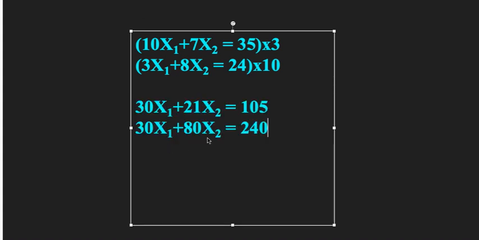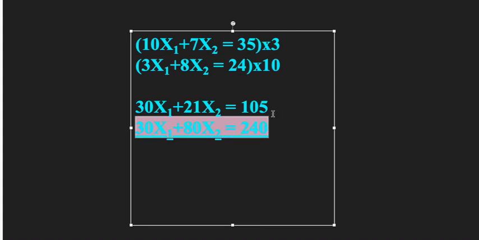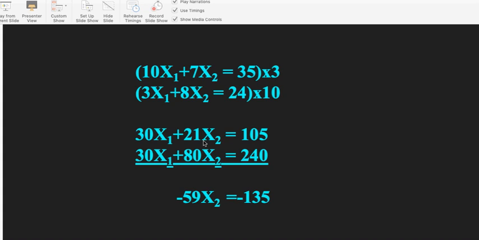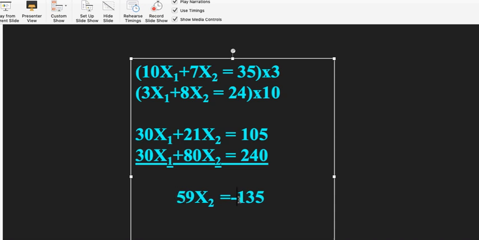Am I right here? So what we are going to do now, we are going to deduct it. We are going to put a minus sign here, and a minus sign here also. So what is the value we are going to get here? 30 and 30 will get cancelled. Then we have here 21x2 minus 80x2, which is minus 59x2, is equal to 105 minus 240, which is minus 135.